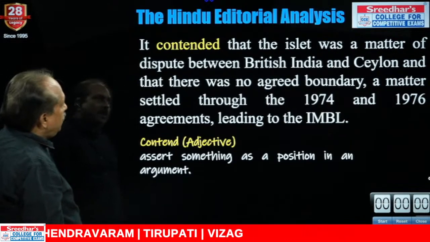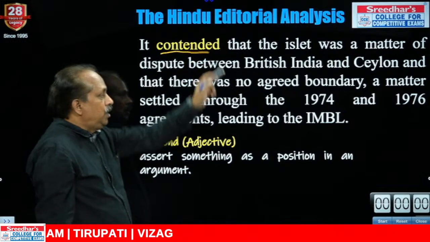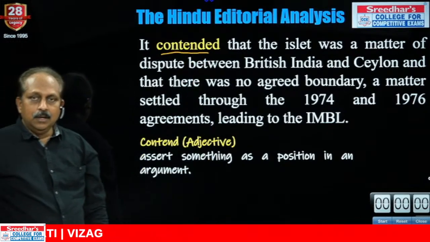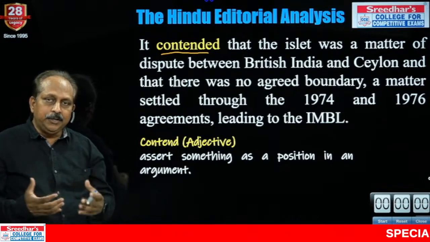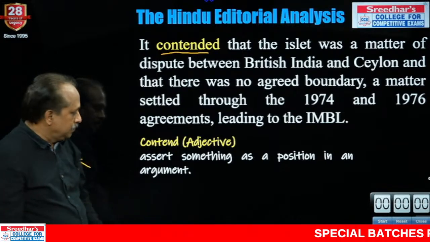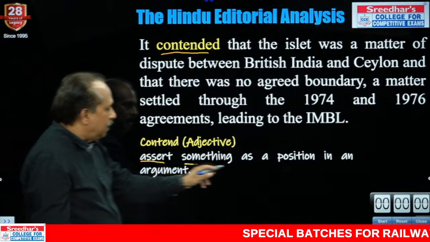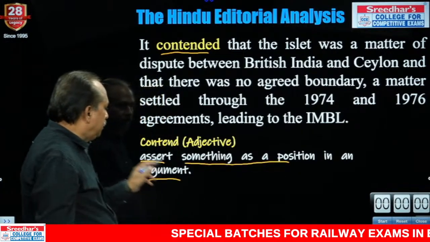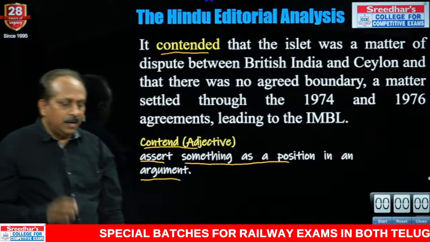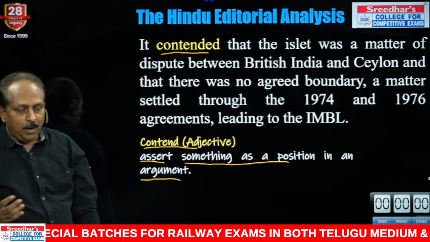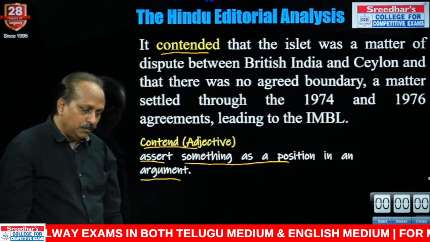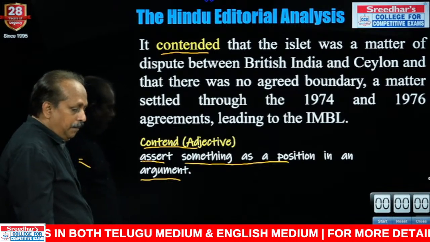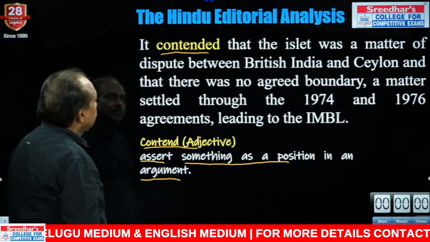It contended that. Contended has two different meanings. One meaning is to compete. But in this context, contended means to state your stand in a firm manner, to assert something as a position in an argument. Part of speech: adjective. Contend is a verb. Contended, past participle used as an adjective. Cede, give up, surrender. Very good. Hemant Sai, I appreciate your contribution.